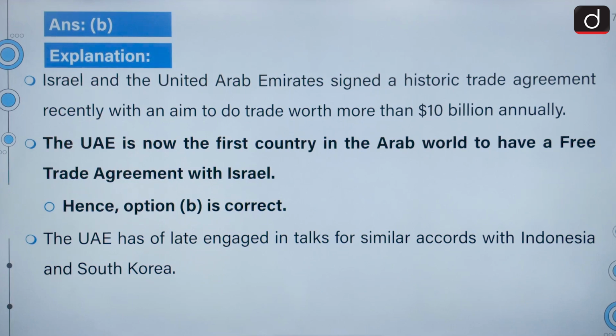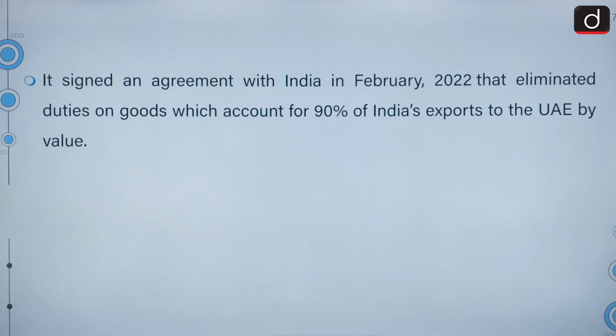UAE has of late engaged in talks for similar accords with Indonesia and South Korea. It signed an agreement with India in February 2022 that eliminated duties on goods which account for 90% of India's exports to the UAE by value.